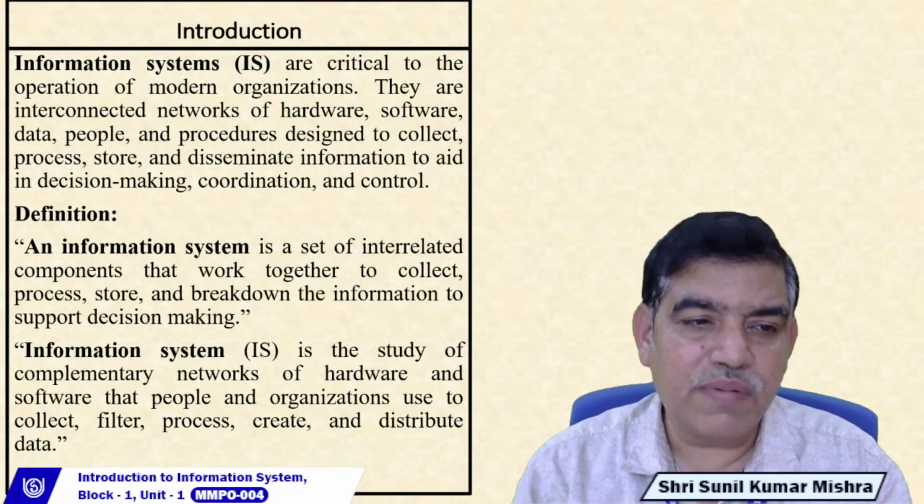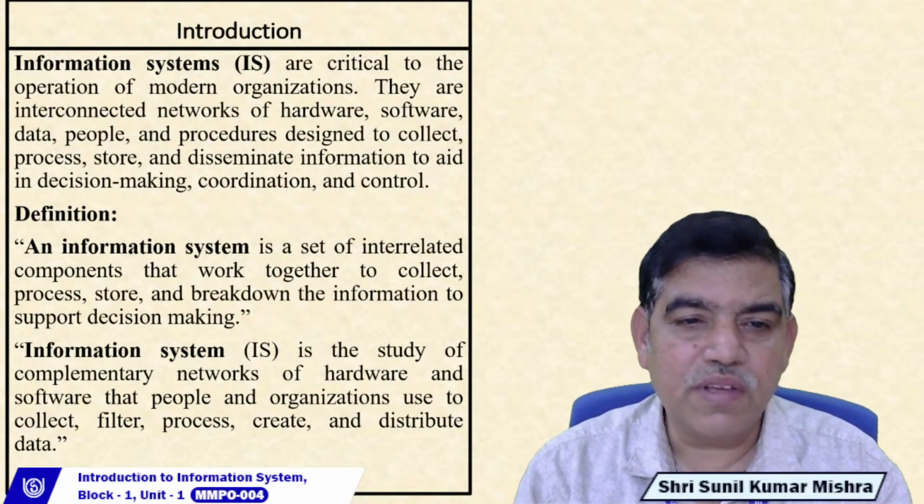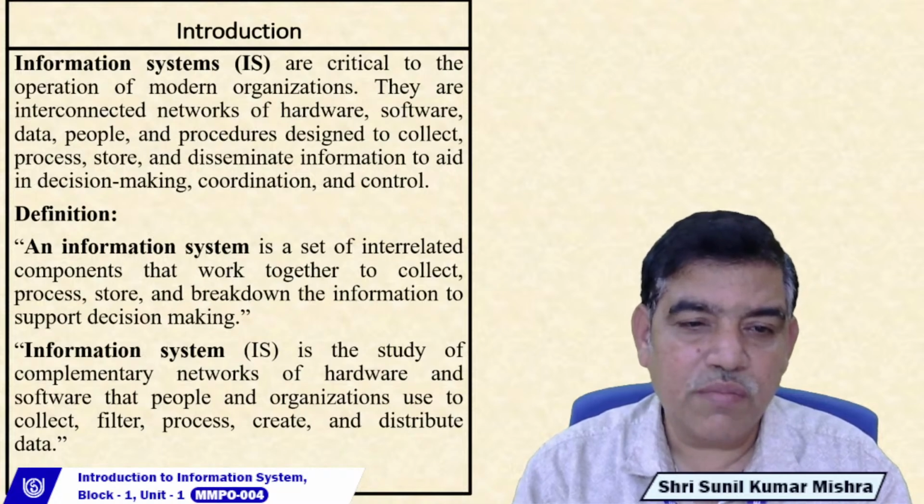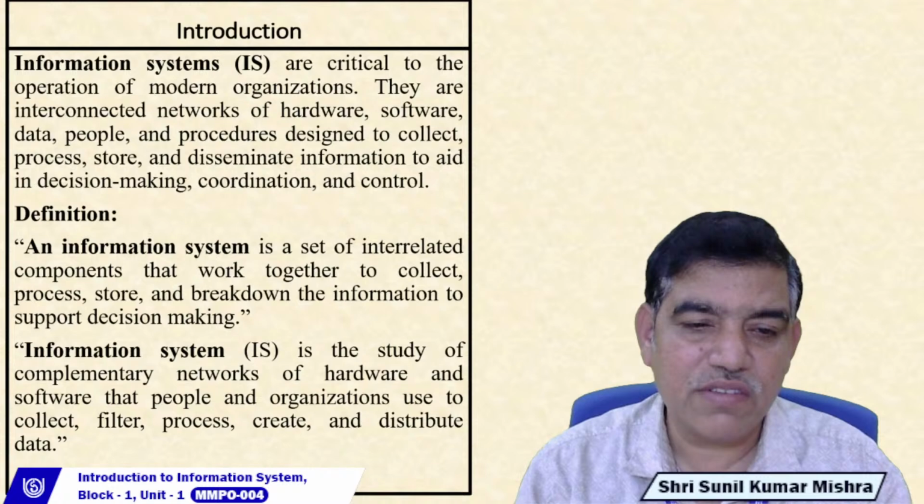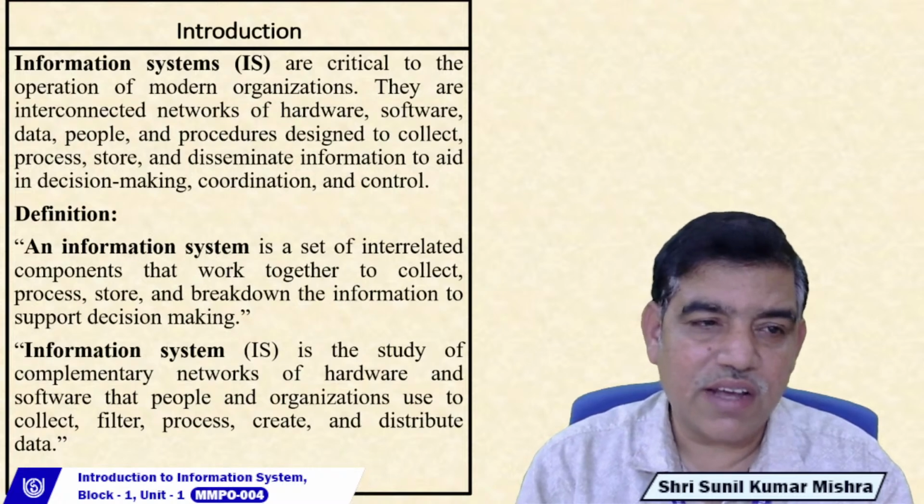Now, the definition. An information system is a set of interrelated components that work together to collect, process, store, and break down information to support decision making. This is one definition. Similarly, another definition: information system is the study of complementary networks of hardware and software that people and organizations use to collect, filter, process, create, and distribute data.